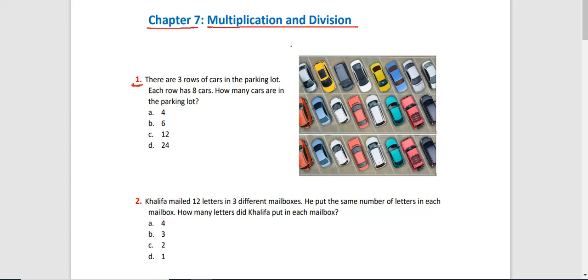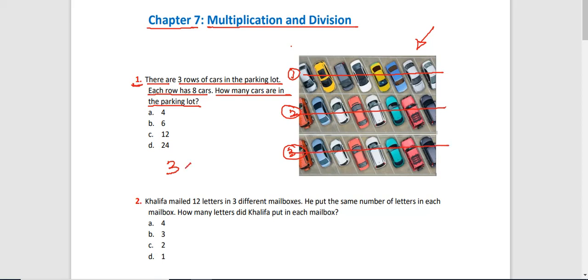Question number 1. There are 3 rows of cars in the parking lot. Each row has 8 cars. How many cars are in the parking lot? So this is the pictorial view of the parking lot. There are 3 rows, row 1, row 2, and row 3. And in each row, if you count the number of cars, you see that the number of cars there is 8.